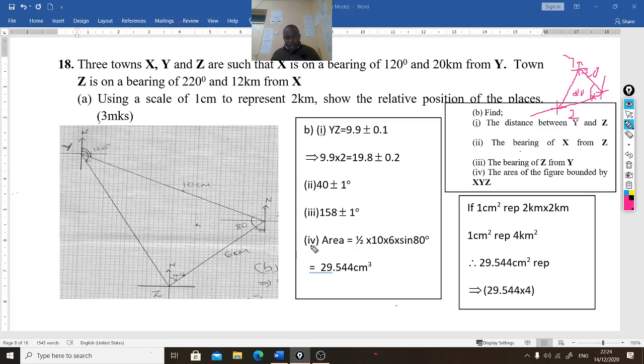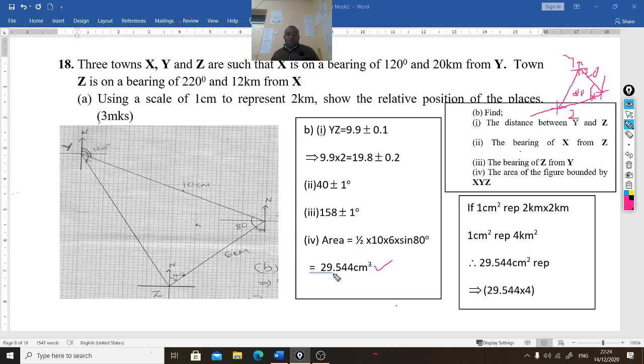While using half ab sin theta in centimeters, if I find this in centimeters, then that is the area. But remember, you are supposed to find the area in kilometers square, because whatever you were given was in kilometers. So the actual should be in kilometers square. Now remember, we have used 1 centimeter to represent 2 kilometers. So that means 1 centimeter square will represent 2 times 2, which is 4 kilometers square.